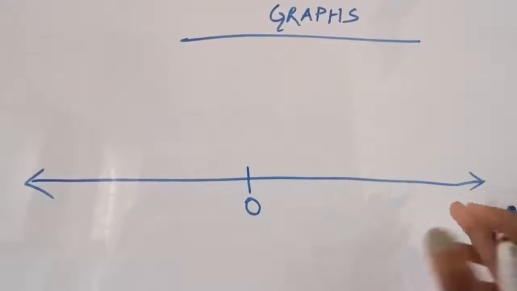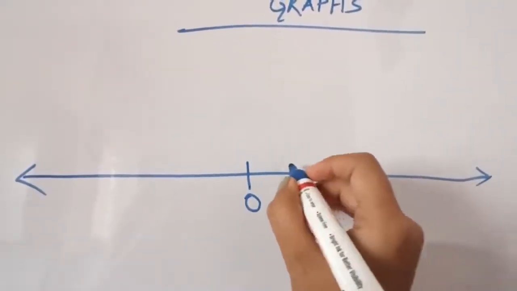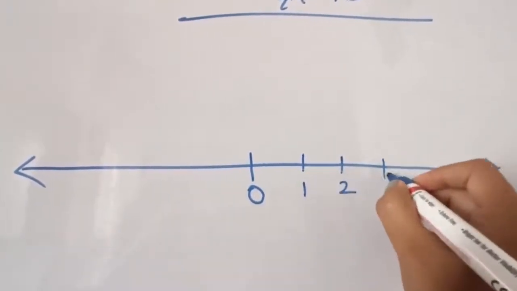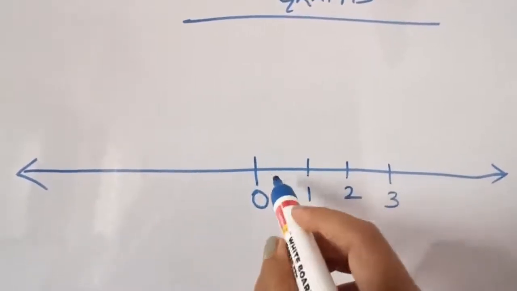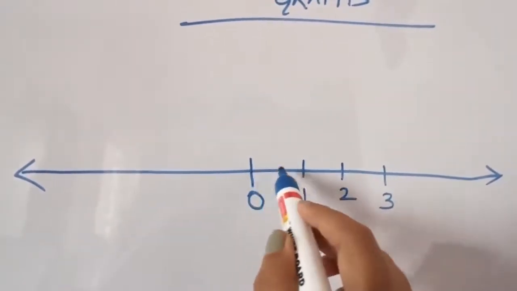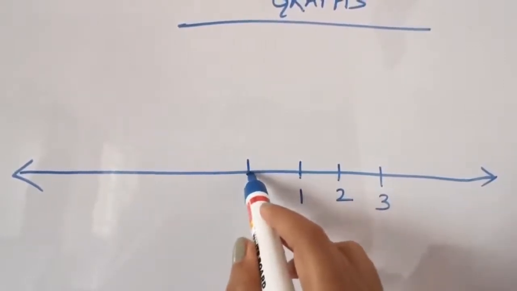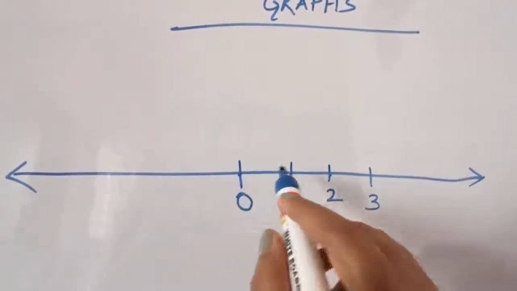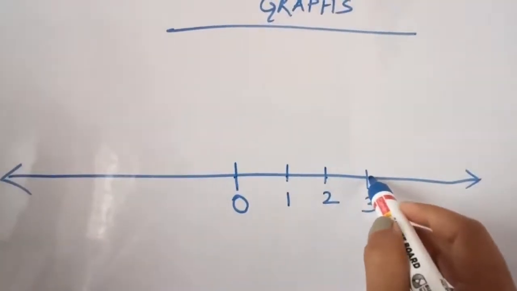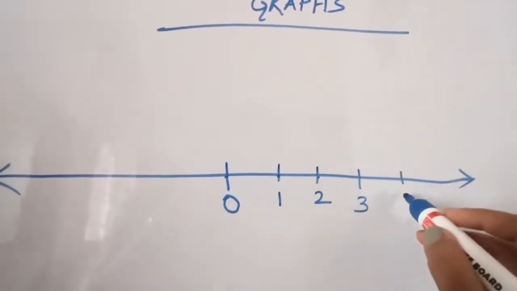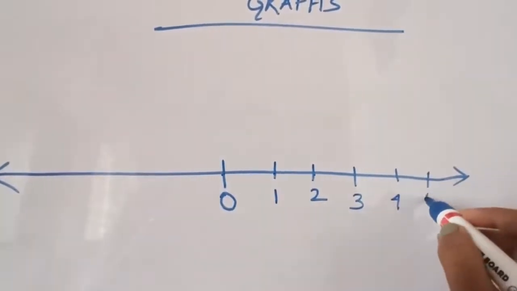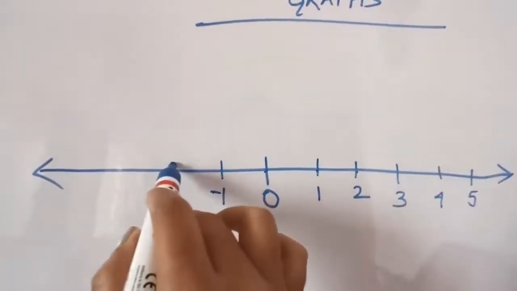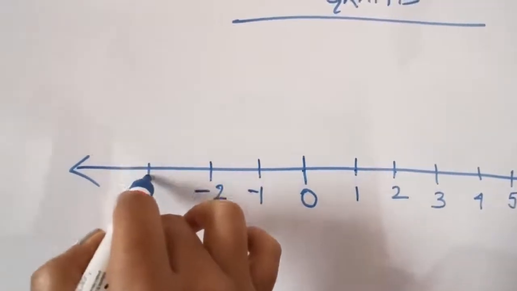And what does it show? It is a line on which we plot numbers, and the numbers are equidistant from each other. That means if this distance is, say, 5 units, then the next will also be after 5 units only. Now what are 5 units, 4 units, all those, we will be discussing. For now you just understand that on a number line we plot the numbers.